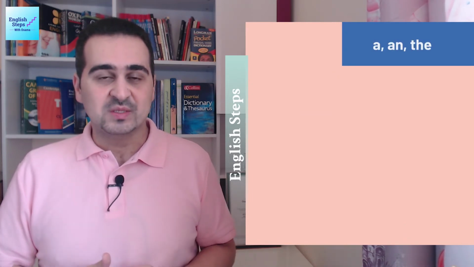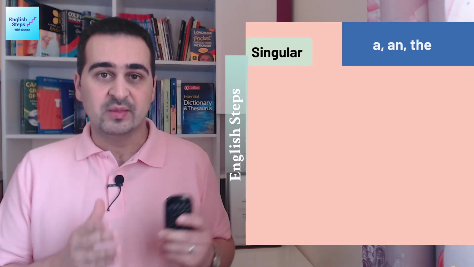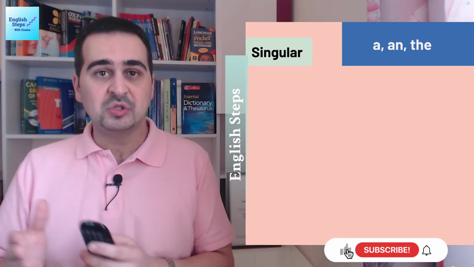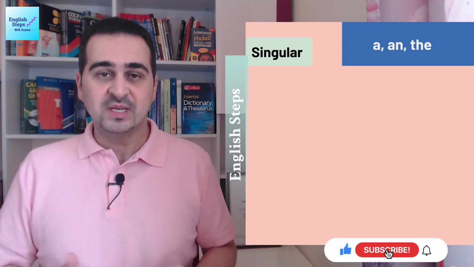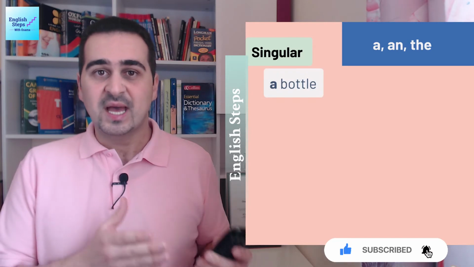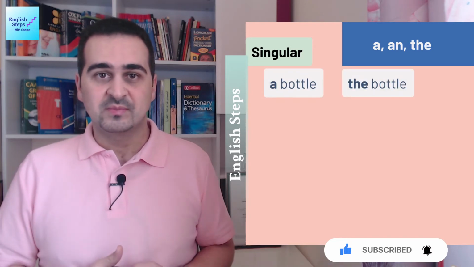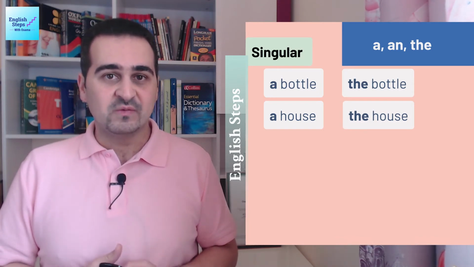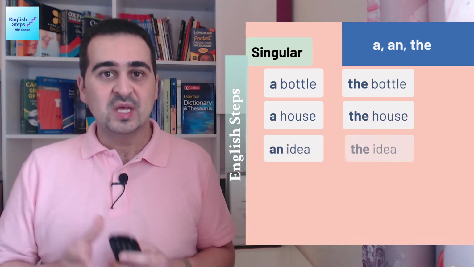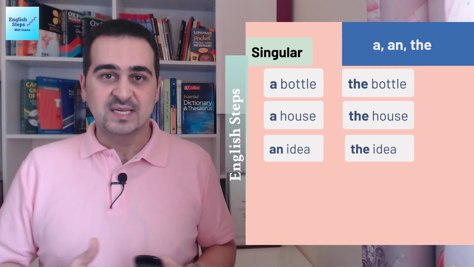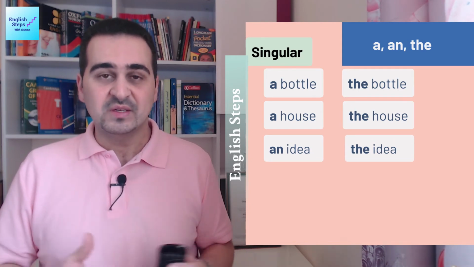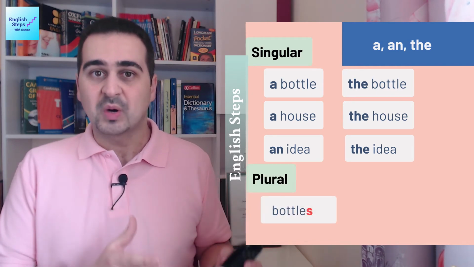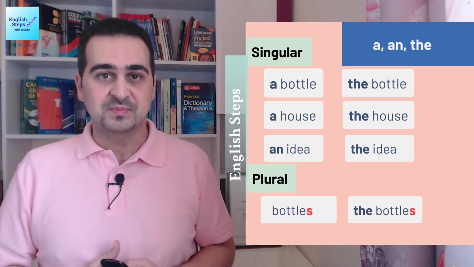The indefinite articles a and an are used only with singular nouns. The word the can be used with singular and plural forms. For example, if the noun is singular, I say a bottle, the bottle. I say a house, the house. If the noun begins with a vowel, I say an idea, the idea. As I said, we don't use the indefinite articles a and an with the plural form. I say, for example, bottles, the bottles.